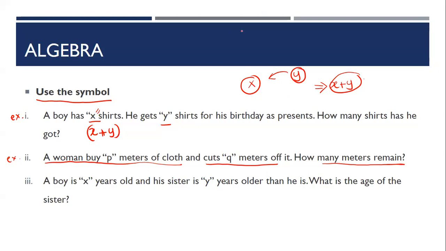Okay, if you guys have any doubts, you can ask. Okay, yeah, P minus Q. So earlier this woman took P meters of cloth and she cut Q meters from it. This is the one she cut, Q meters of it. They are asking how many remain. So this is our remaining part. The remaining meters can be written as: the total is P and she takes off Q amount. So P minus Q is the remaining amount.